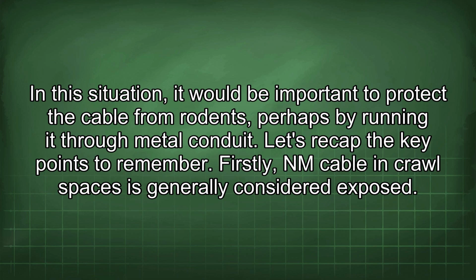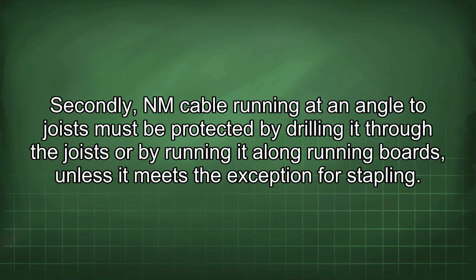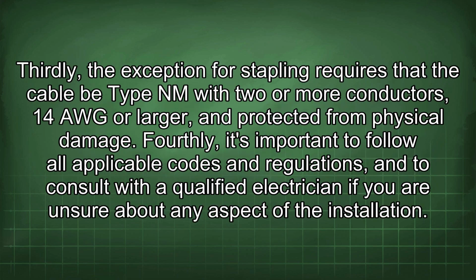Let's recap the key points to remember. Firstly, an NM cable in crawl spaces is generally considered exposed. Secondly, NM cable running at an angle to joist must be protected by drilling it through the joist or by running it along running boards, unless it meets the exception for stapling. Thirdly, the exception for stapling requires that the cable be type NM with 2 or more conductors, 14 AWG or larger, and protected from physical damage.